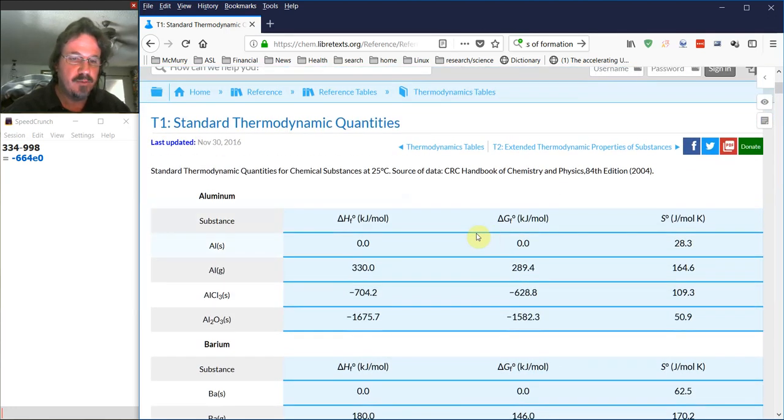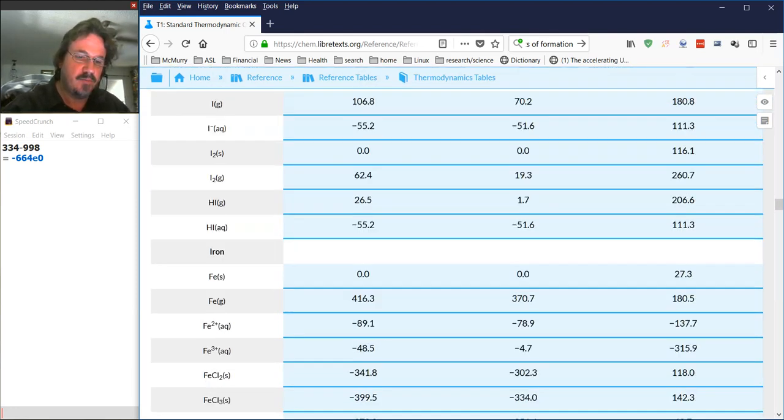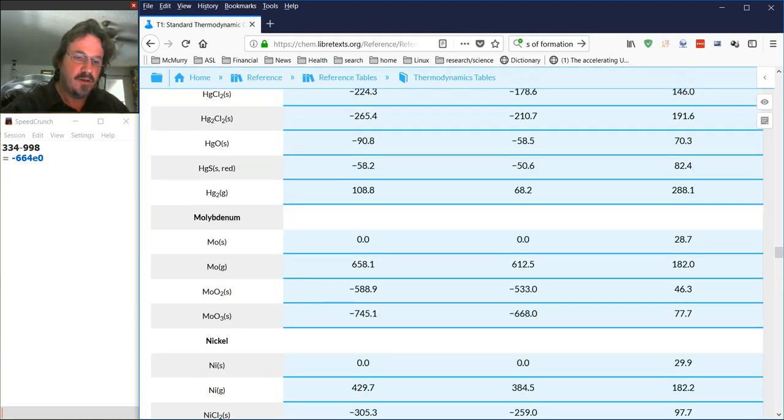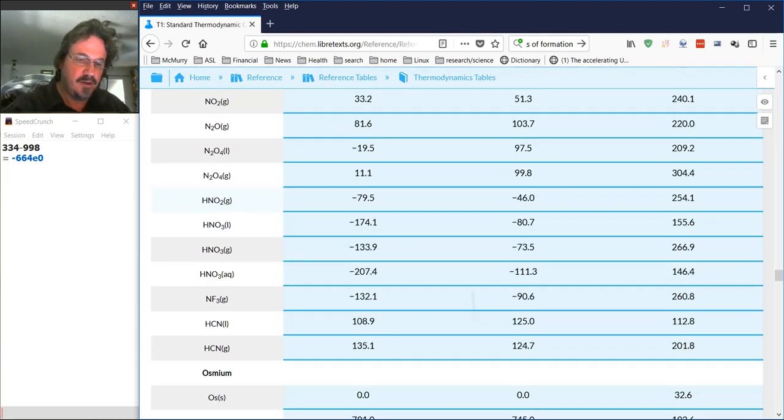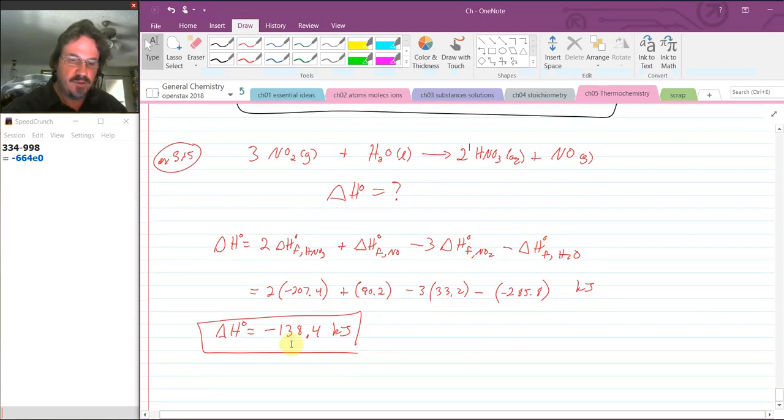Here's one from the LibreText site, and they do the same thing. Aluminum, barium, all the different ones. Here's delta H formation in terms of kilojoules per mole. And so once again, I'll scroll down to the nitrogen compounds. And here we go, nitrogens. And they've got HNO3 liquid, gas. And here's the aqueous version. So negative 207.4 kilojoules per mole is what we want to use for there. All right, so go back to here. Negative 207.4. I'm doing all of them in terms of kilojoules.